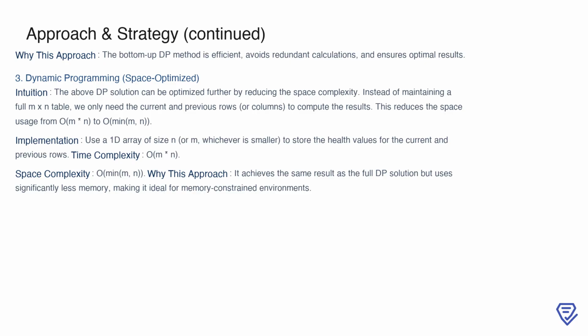Despite this optimization, the time complexity remains O(m*n), as we still process every cell in the grid. This space-optimized approach achieves the same results as the full DP solution but uses significantly less memory, making it ideal for scenarios where memory usage is a constraint. It strikes a balance between efficiency and practicality while maintaining the robustness of the original DP method.